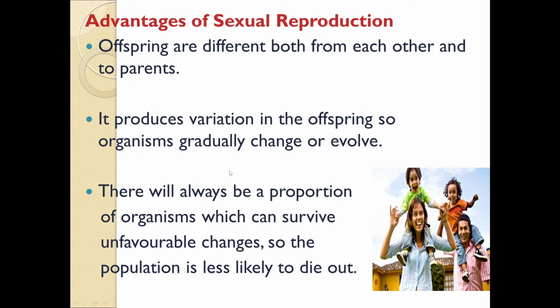So let's say, for example, you have a family where you have mother, father, and two kids. Now, those four individuals, they are different in four different ways. So what they are saying is that the two children, they will be different from each other, and they will also be different from both parents. So that is what is known as variation.